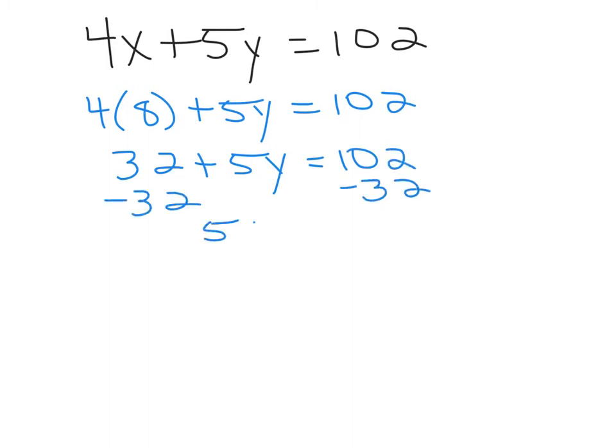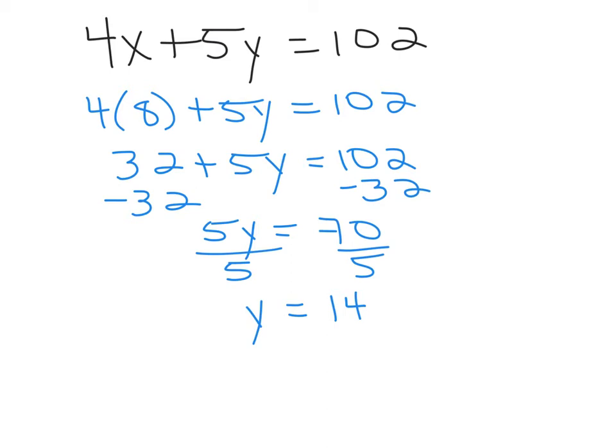Subtract 32 from both sides. I get 5y equals 70. Divide both sides by 5. And I get that y equals 14. This means that 14 is the price for 1 student ticket.